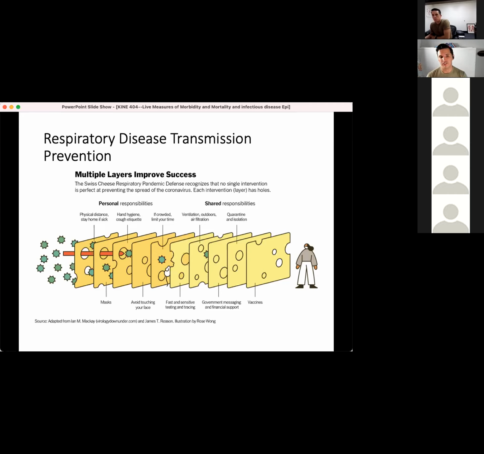We also need governmental messaging and financial support, and we need the ability to quarantine and isolate. So if someone does test positive for disease, they need to be supported to be able to stay home from work so that they're not exposing other people. But we know that people in many industries, especially essential workers in grocery stores and restaurants and in other places, they don't get sick pay.